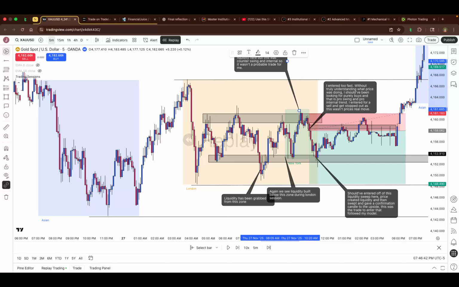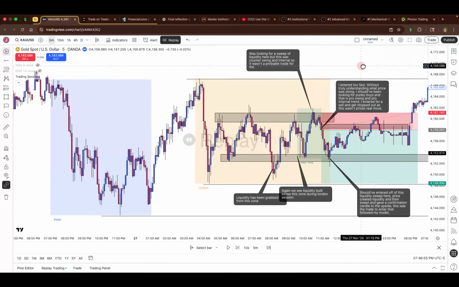It wasn't a probable trade. It wasn't a trade towards my probabilities, or favored for me. So yeah, this is it.